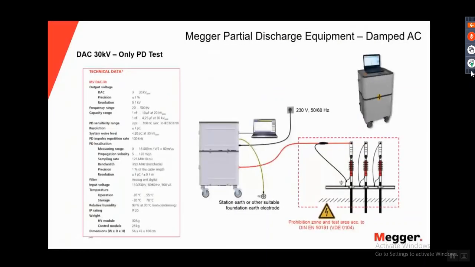To finish the presentation, I would like to show you some of the PD equipment we have at Megger. The first unit we have is the damped AC, or the DAC 30 kV. This unit is only for performing the partial discharge test on 15 kV cables, and it reaches up to 30 kV peak. We use the damped AC wave shape to perform the PD test.